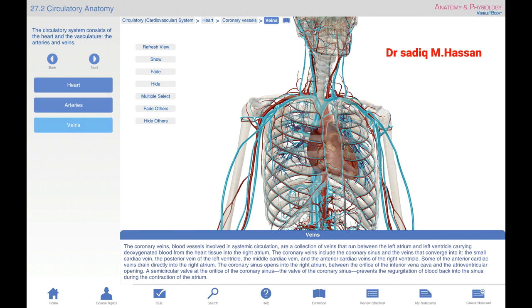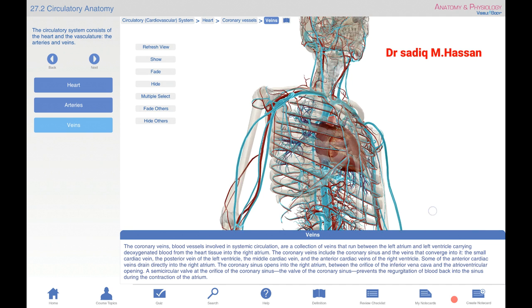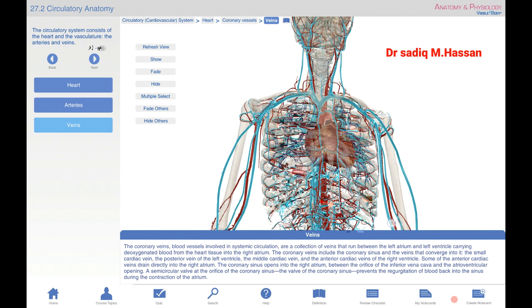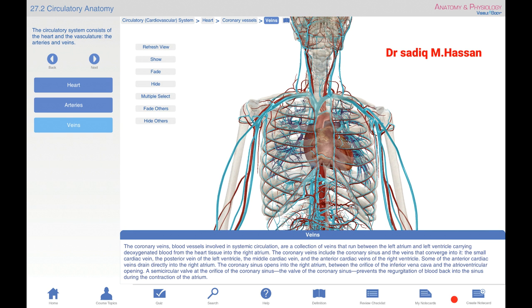The coronary sinus opens into the right atrium between the orifices of the inferior vena cava and the atrioventricular opening. There is a semicircular valve at the orifice of the coronary sinus. The valve of the coronary sinus prevents the regurgitation of blood back into the sinus during contraction of the heart. And this is the coronary circulation.